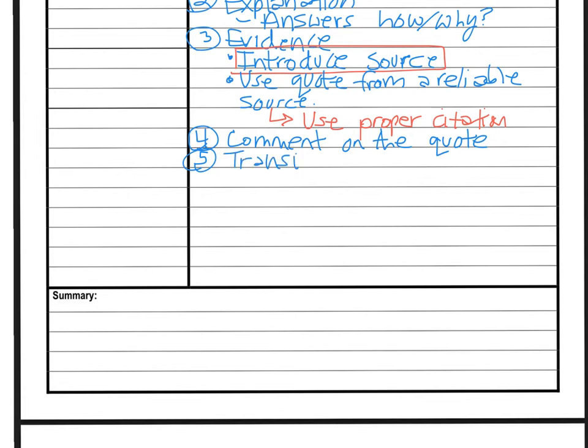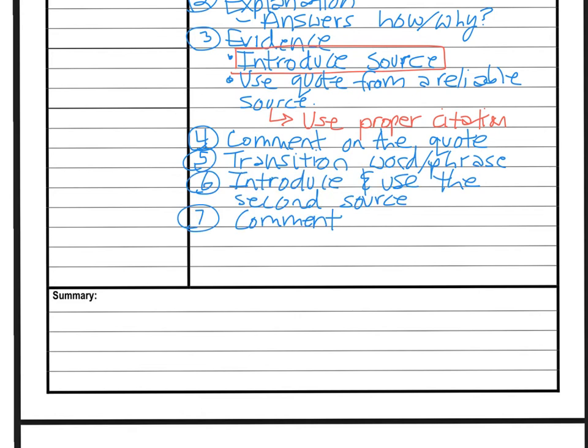The transition is important. It gives the reader a clue that you are moving on from one piece of evidence to the next. After the transition, you introduce and use the second source. And then you comment on it, just like you did the first piece of evidence. And then finally, to wrap it all up in that one body paragraph, you finish with a concluding statement. It essentially just restates the topic sentence, but it uses different words.